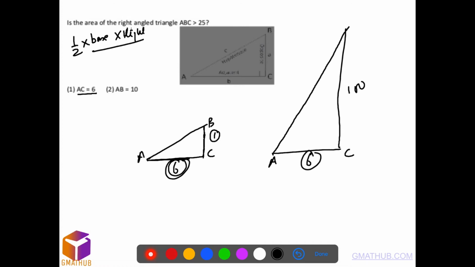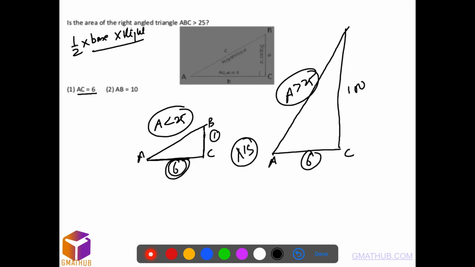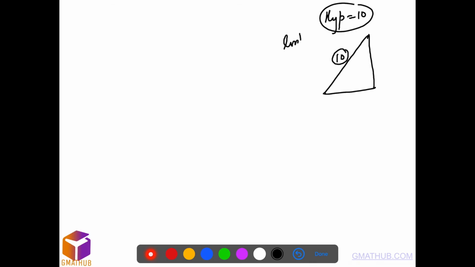So in this case, if you see, area will be less than 25. In this case, area will be more than 25. So first statement clearly is not sufficient. Second statement says AB is equal to 10. So the hypotenuse is equal to 10. Now what happens when hypotenuse is 10? Since hypotenuse is the largest side in the triangle, the other two sides have to be less than 10.